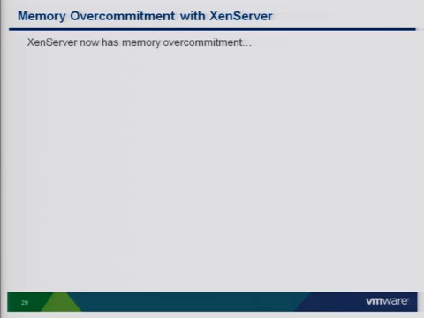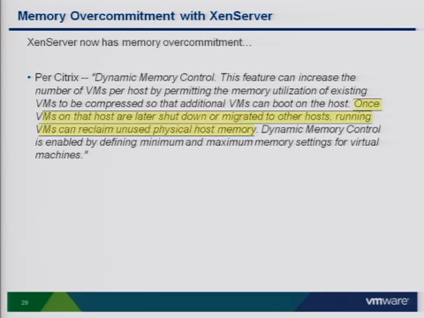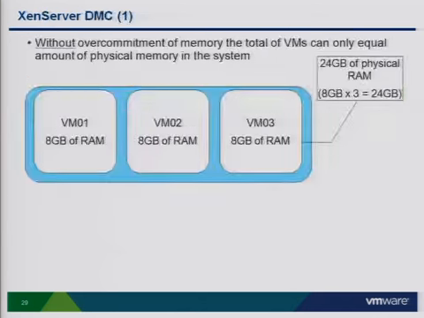XenServer does have memory overcommitment, released with 5.6. And this is the blurb that I was reading. I just didn't quite understand it. It said, once the guests are shut down, the memory can be reclaimed and unused on the physical host. I've been working with vSphere for quite a while, and I just didn't quite understand what they were talking about. So just a quick review.